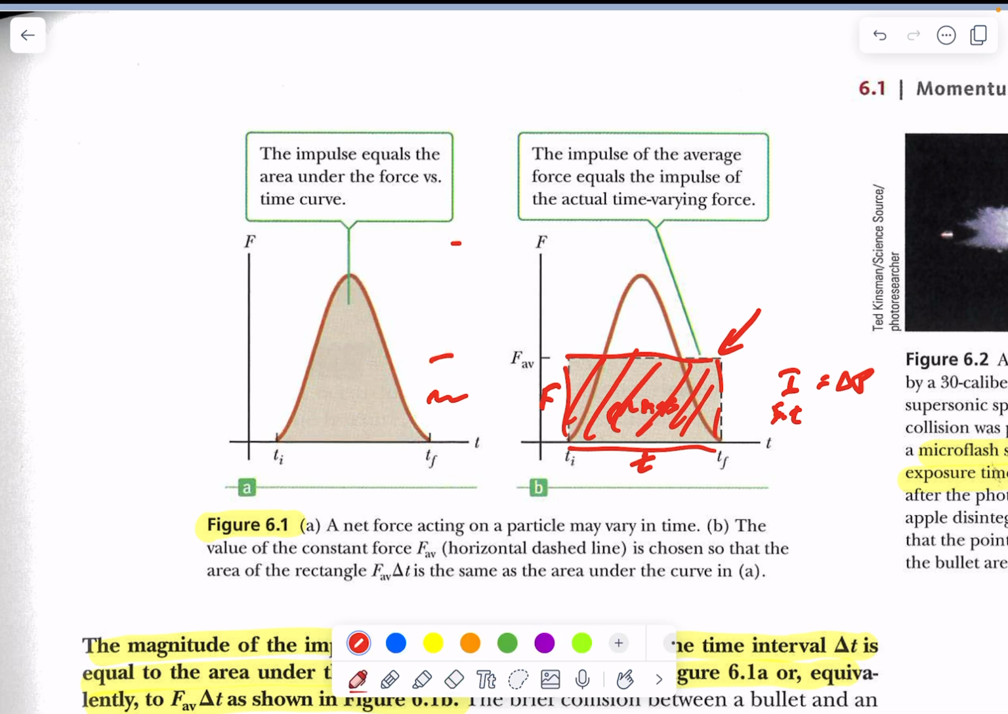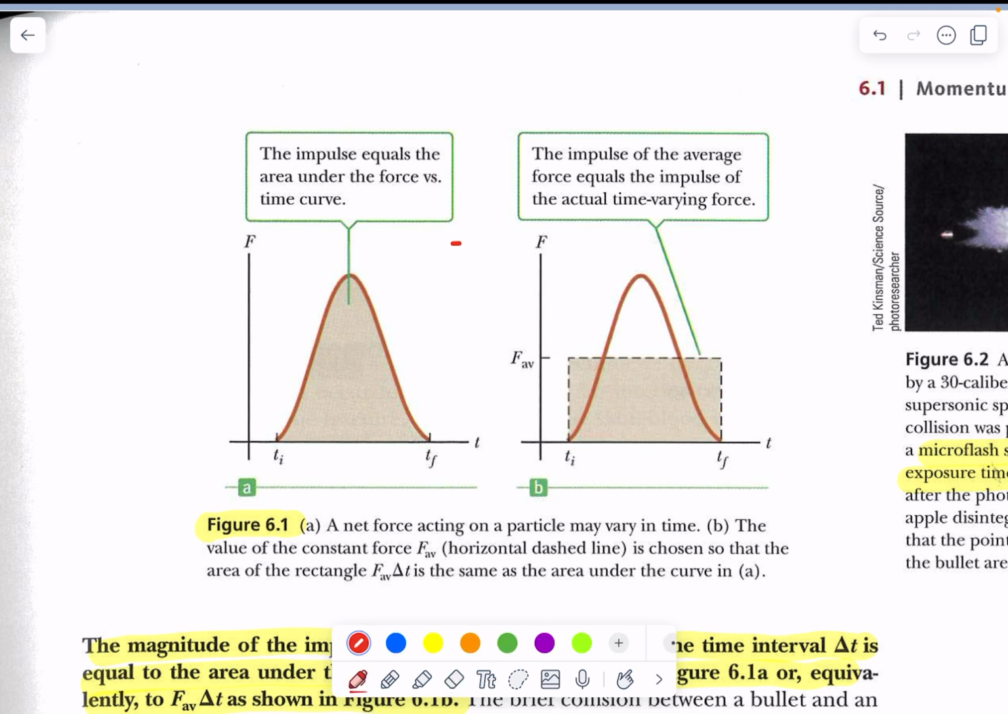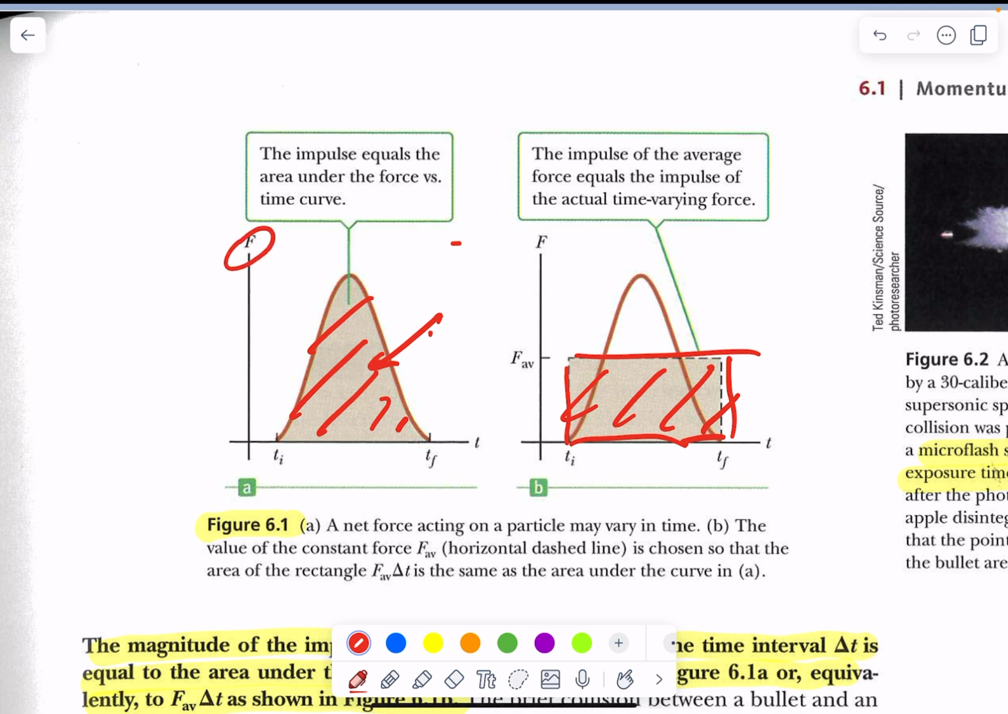And let me try to erase all my marks. But the idea is, if I can find a rectangle with the same area that I have under the curve, then I can measure this area under the curve, which is the integral of my force times my time times some kind of constant.